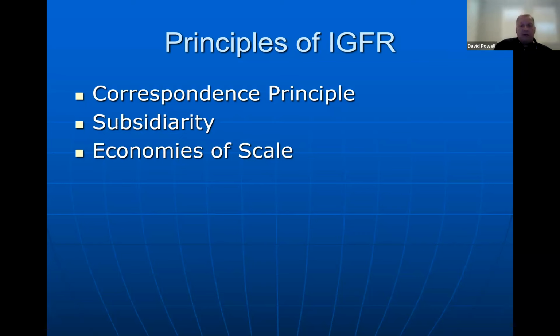Economies of scale is different, obviously, from the correspondence principle and from subsidiarity, because economies of scale argue in the opposite direction. Rather than arguing for decentralization and devolution of power in our system of federalism, economies of scale argue for centralization, to centralize decision-making, to make it cheaper and to reduce the marginal costs of the decisions that we are making.